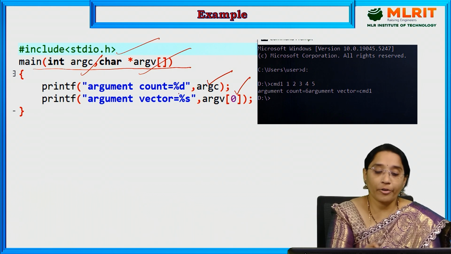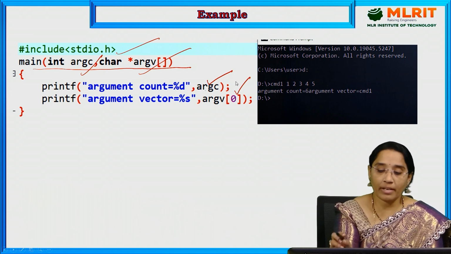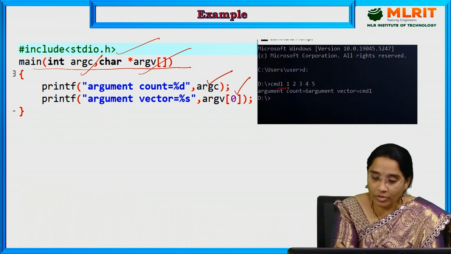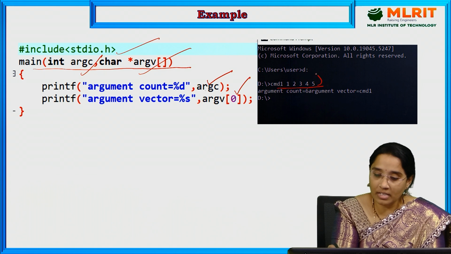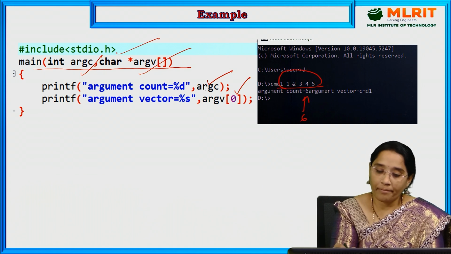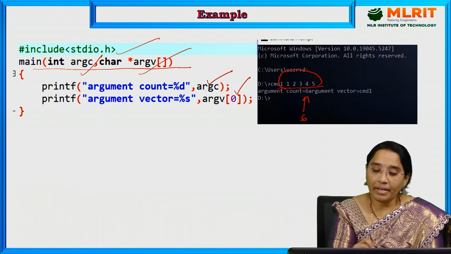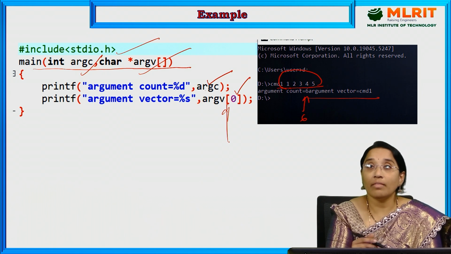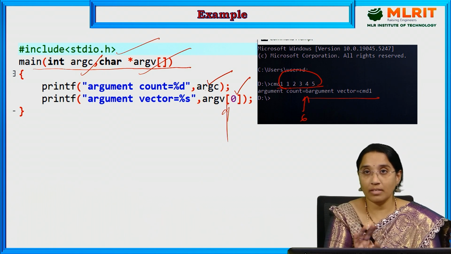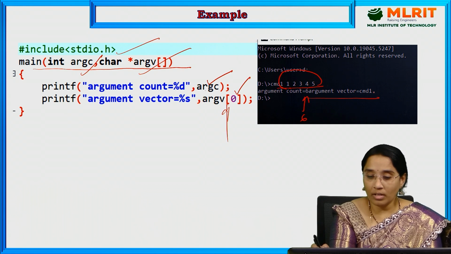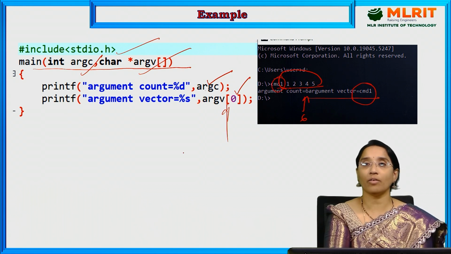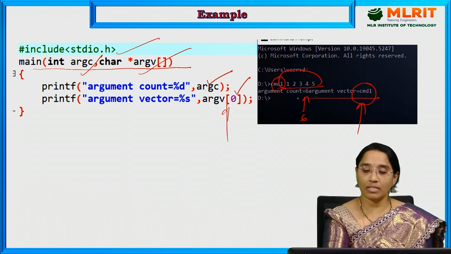Suppose we have entered 1, 1, 2, 3, 4, 5. Consider these as your arguments. So the total argument count is 6. And for the argument vector, how many strings have we passed? We have not passed any strings, but the file name itself is one of the character array strings. That is cmd1, because the name of the file is cmd1. That also is one of the arguments. So this is your output.